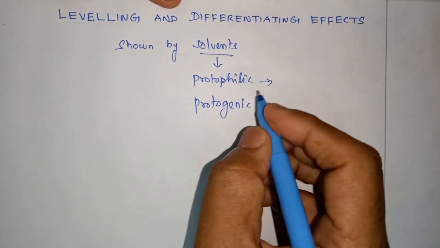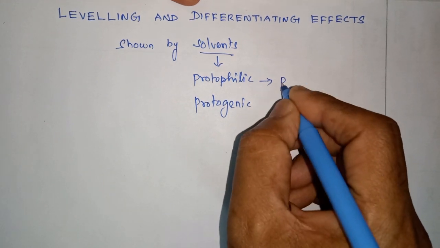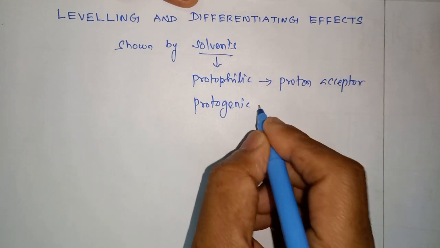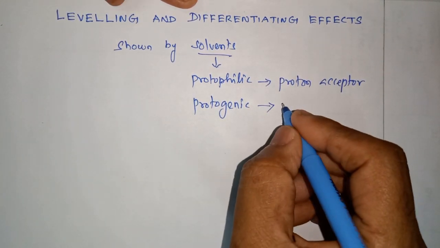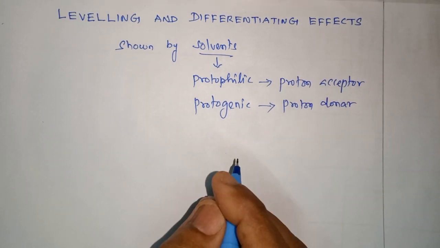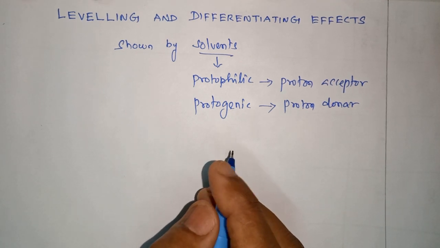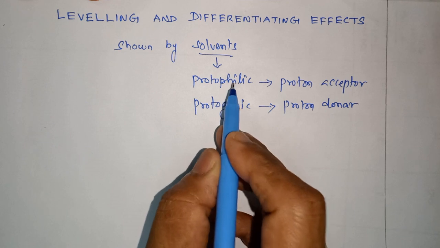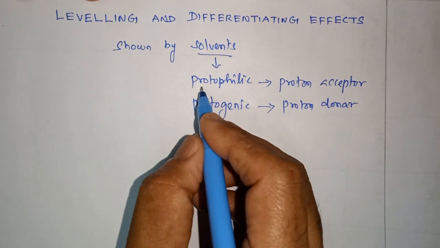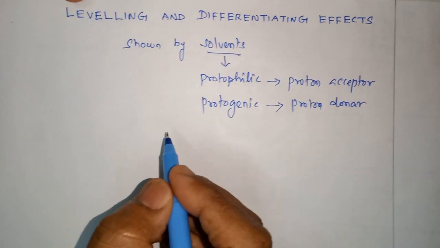Protophilic solvents are capable of accepting a proton, so they are proton acceptors. Protogenic solvents are proton donors. So leveling and differentiating effects are shown by solvents which are either protophilic solvent or protogenic solvent. Protophilic, proton acceptor; protogenic, proton donor.